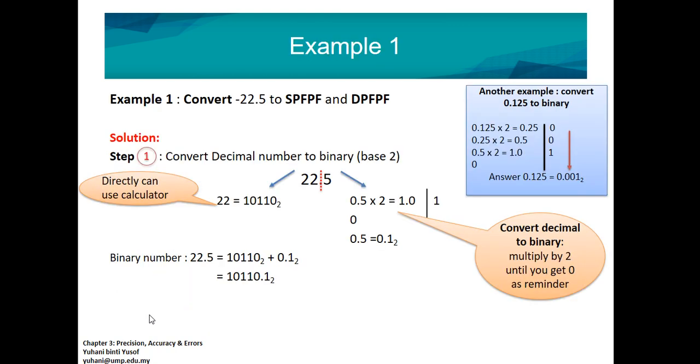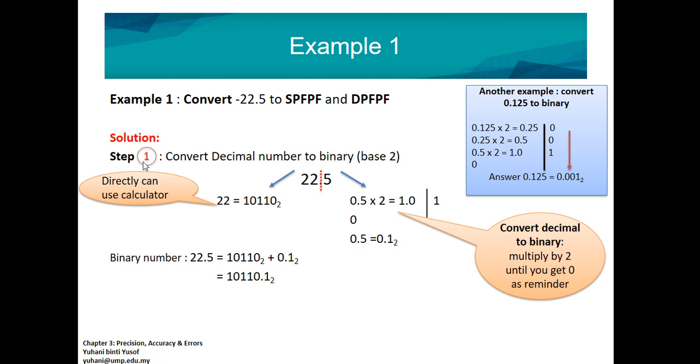Okay, so we come to the first example where we want to convert this negative 22.5 to single precision floating point form and also to double precision floating point form. So step number 1 and number 2 are the same, the difference is just in step number 3. This is because the power of 2 in the formula for the single precision is C minus 127, while for double it is C minus 1023.